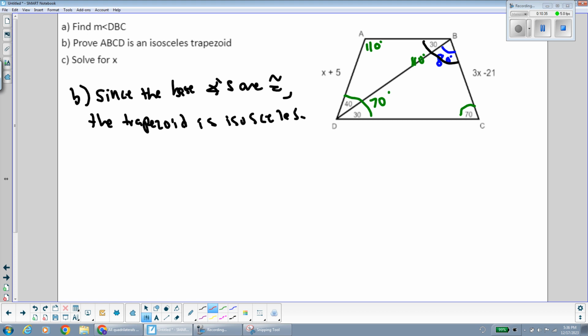Now, since I know it's an isosceles trapezoid, I know it's got the special properties of isosceles trapezoids, so I know the legs are congruent to each other. So I'm going to set up an equation, making the two legs equal to each other. I'm going to add 21 to both sides, and I'm going to subtract x from both sides, and I have x is equal to 13.